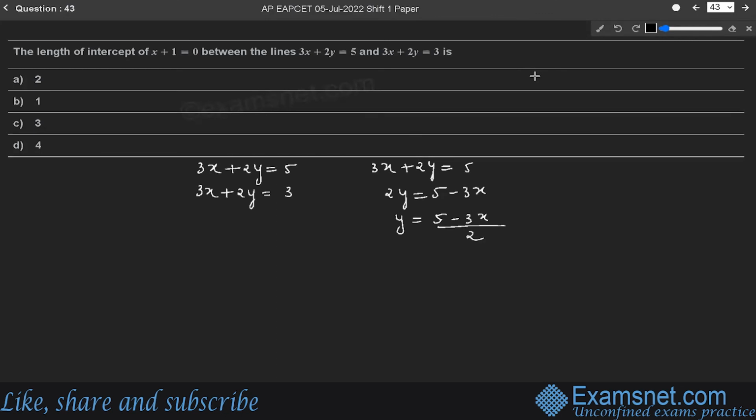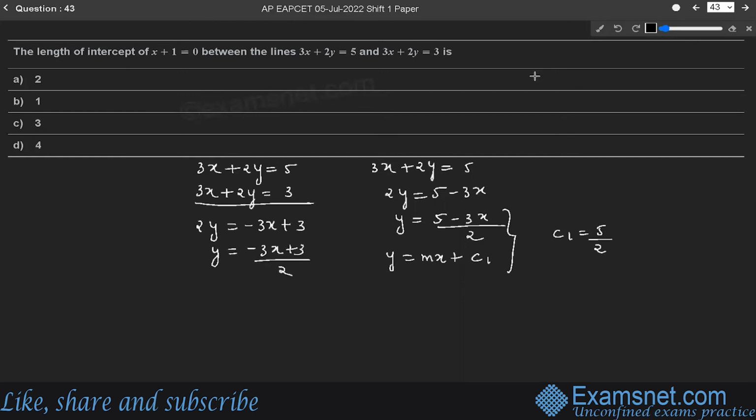We know that there is a form for slope which is y is equal to mx plus c. But since here there are two equations, so let it be c1. So on comparing, here c1 is equal to 5 by 2. Second equation is 3x plus 2y is equal to 3. It can be written as 2y is equal to minus 3x plus 3. So y will be equal to (minus 3x plus 3) divided by 2. Again, there is a form which is y is equal to mx plus c. But since c1 is already taken, let it be c2. So on comparing, here c2 is equal to 3 upon 2.